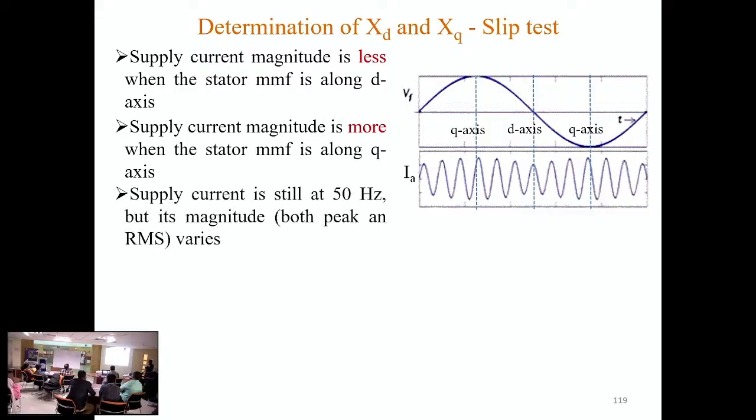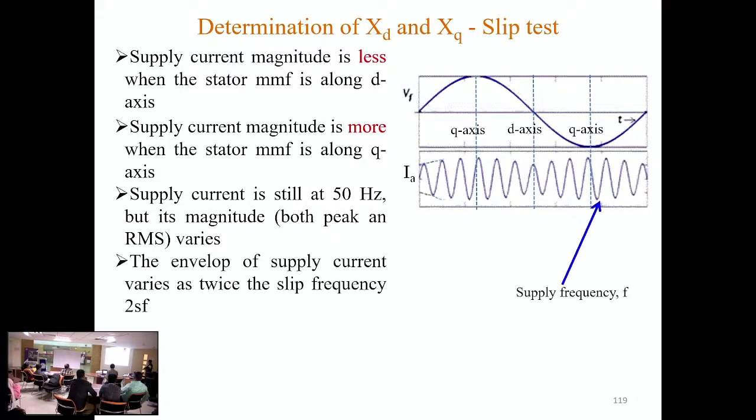Okay, and the frequency of this armature current remains 50 hertz, but the envelope of this variation of magnitude of current will have a frequency of 2SF. So you can see the frequency of this envelope is 2SF, double the frequency of this rotor voltage.